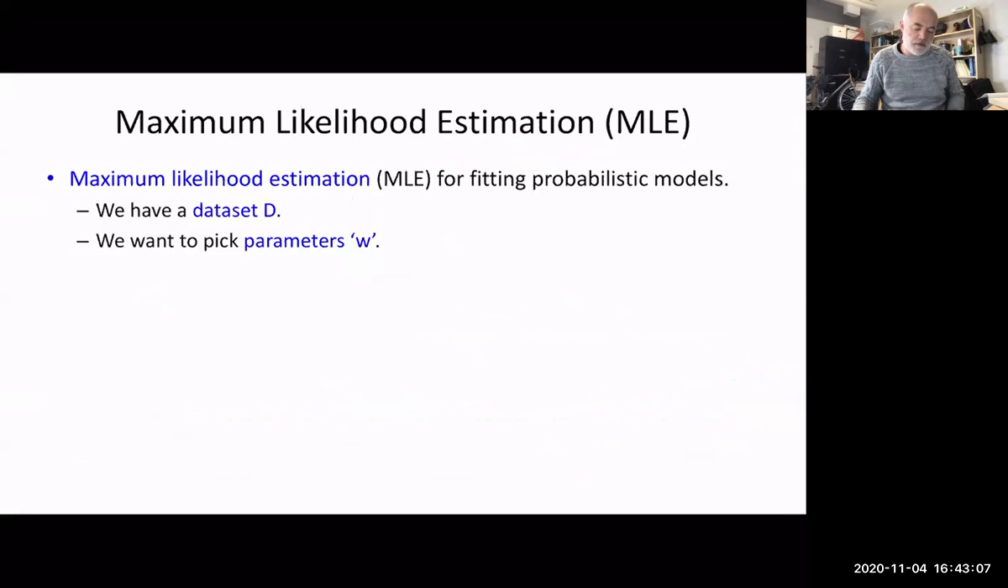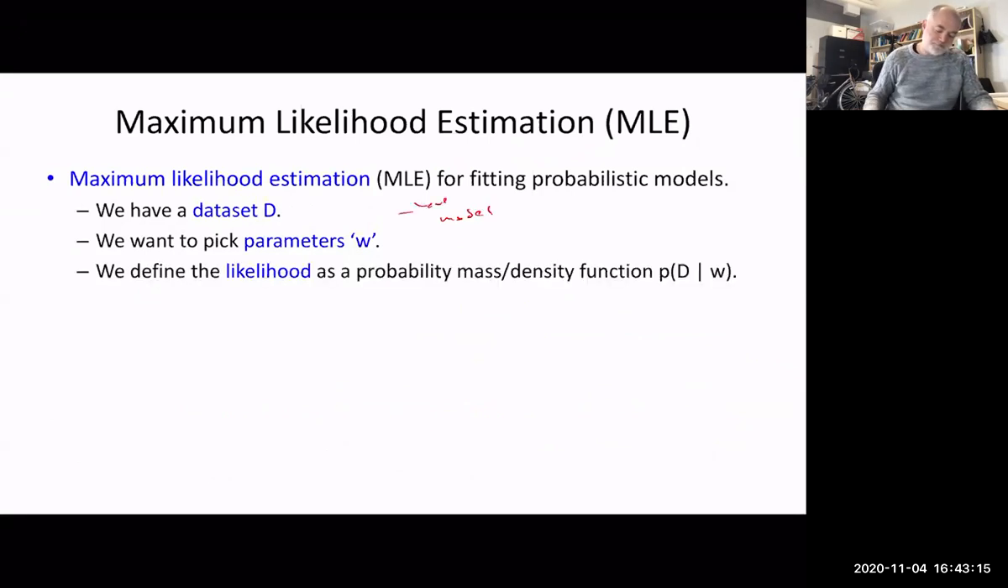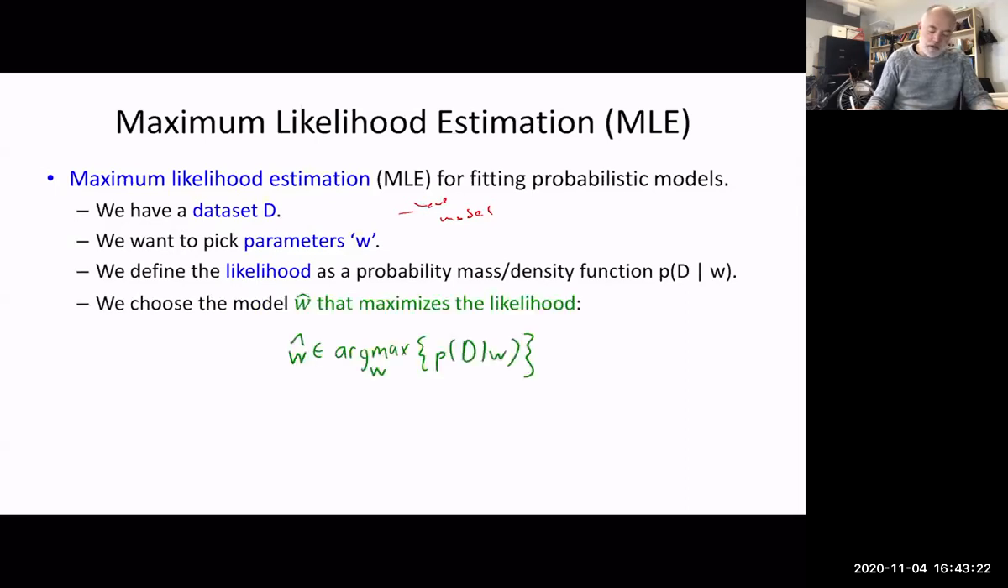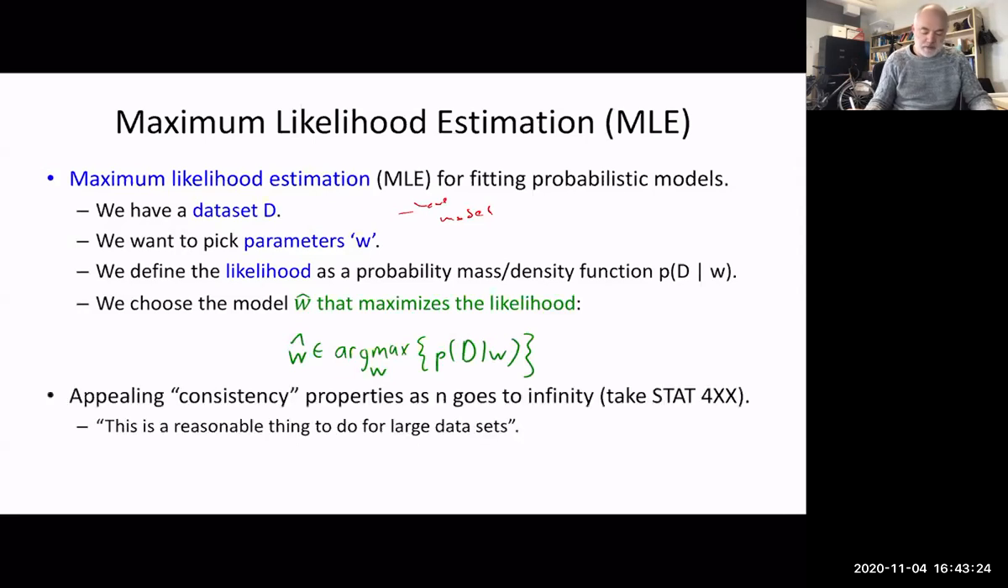So maximum likelihood for fitting probabilistic models. We have a data set D. We want to pick parameters W. Obviously, we have a model as well. We define the likelihood, which is the part of the model that is the probability mass function. We choose the model parameters W hat to maximize the likelihood.